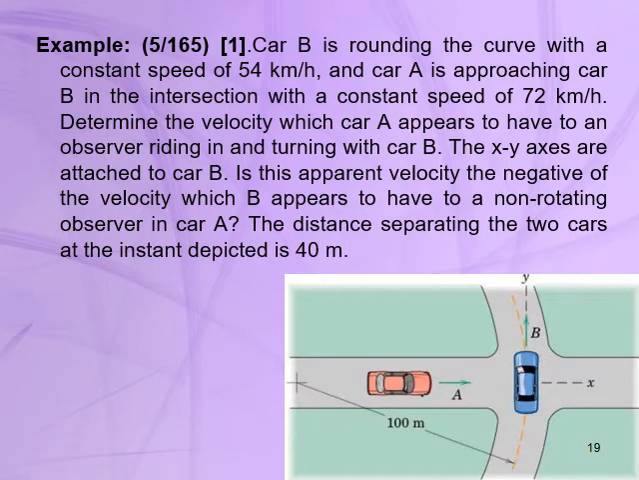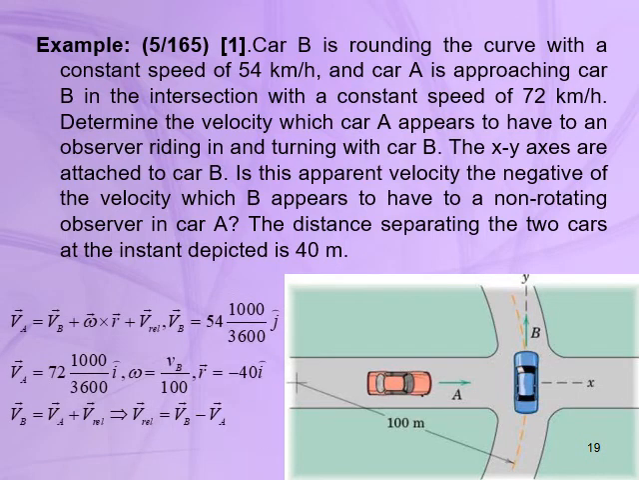So we need to write the relative velocity equation, but here if you write the velocity of A with respect to point B, in this case the relative velocity is rotating, because here X and Y are attached to car B and car B is rotating with the angular velocity.